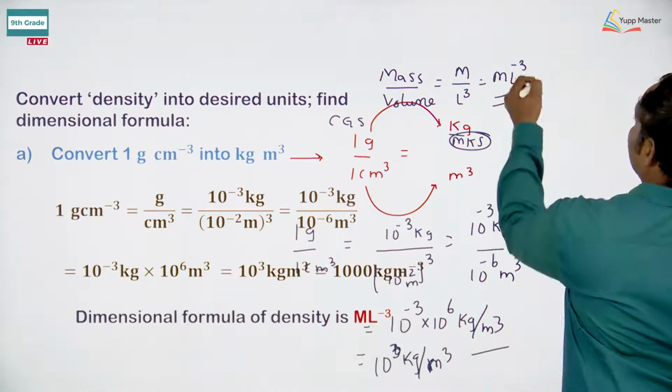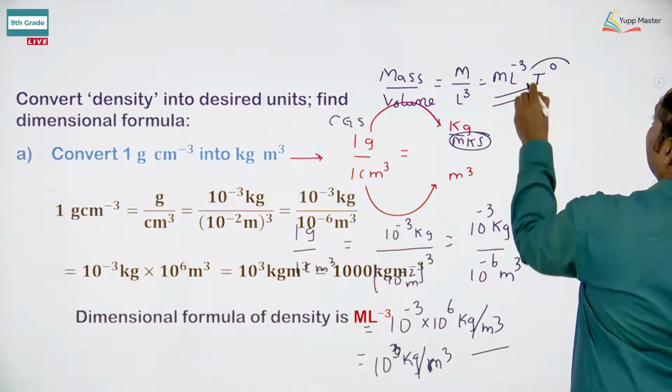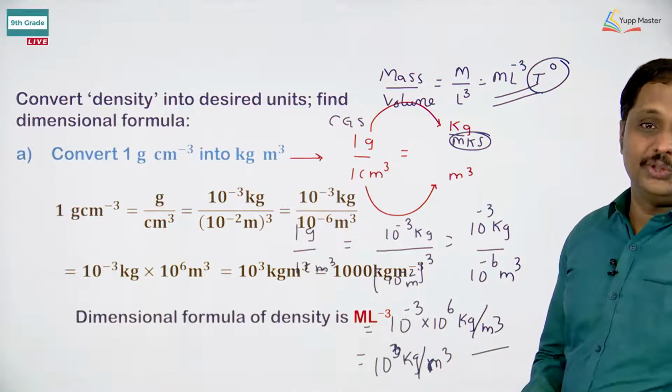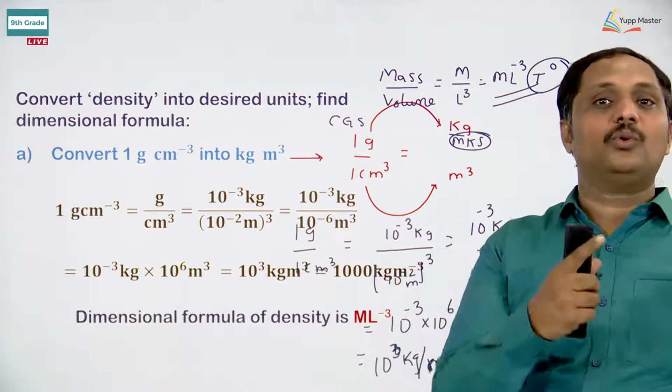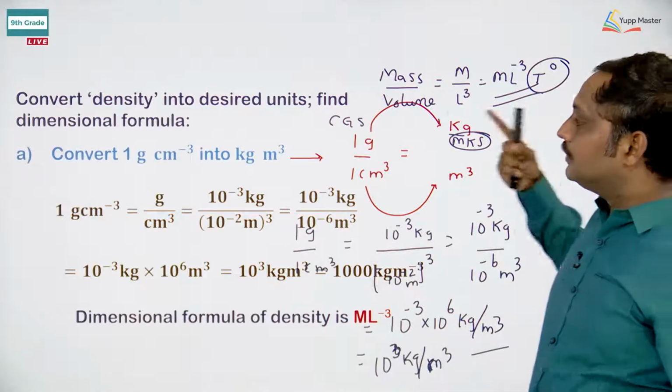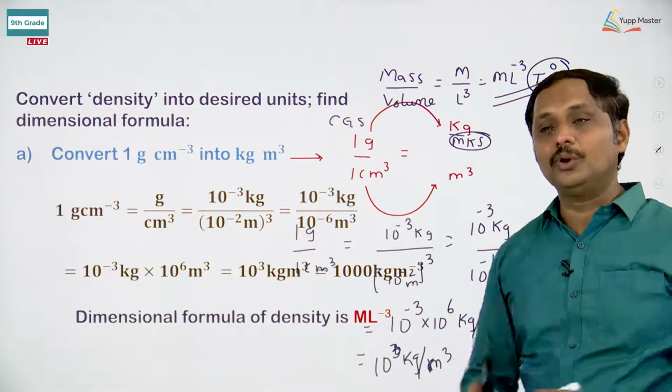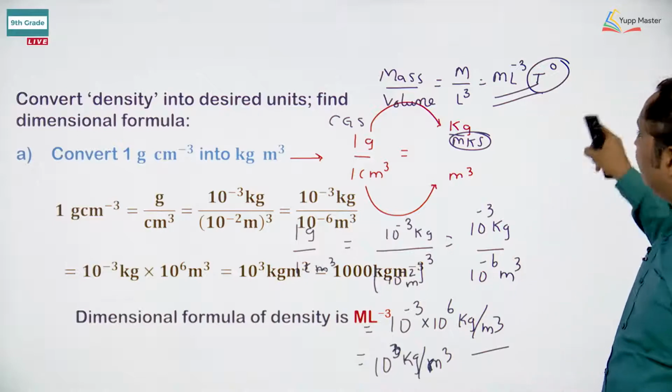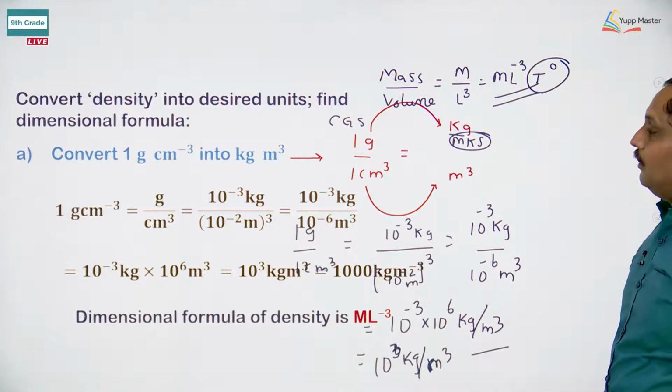What about T? There is no relation, so T power is 0. There is no involvement of the base quantity time in the volume. That's why we are ignoring that value, right. Now let's go for another one.